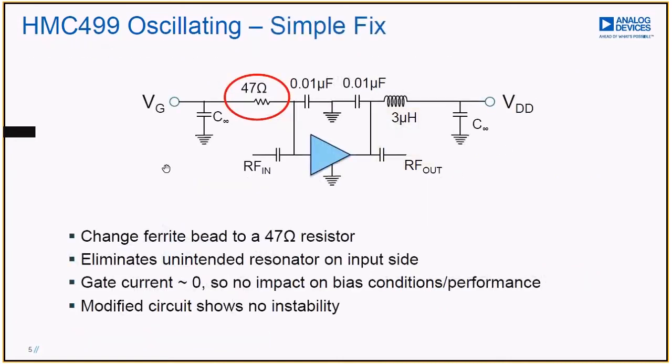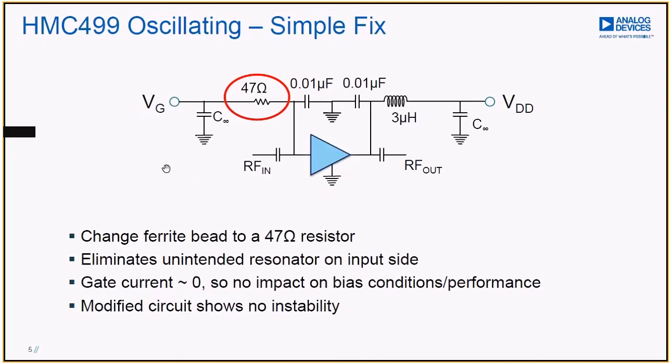The fix for this was actually really simple. All we did is we swapped out the ferrite bead on the input side on the gate supply. We swapped that for a 47 ohm resistor. It removed that resonant circuit that was sitting there on the input of the device, creating that low frequency instability. And the circuit is then stable, everything is beautiful.